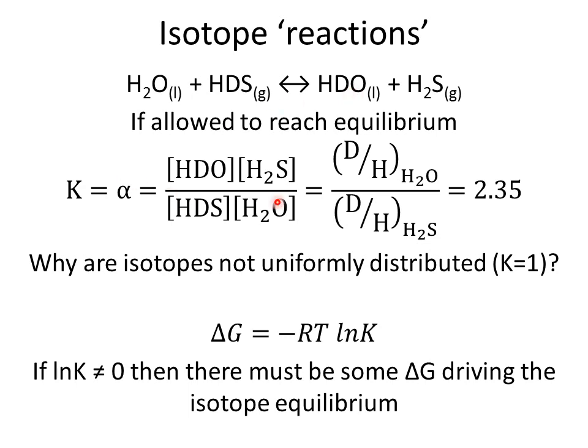Okay, so we could work out the alpha from the concentrations of those different species, which is essentially the deuterium to hydrogen ratio in water divided by the deuterium to hydrogen ratio in hydrogen sulfide. In most isotope exchange reactions, this is quite close to 1. But in this case, there's a really big isotope fractionation difference. It's 2.35, which is a huge isotope fractionation.